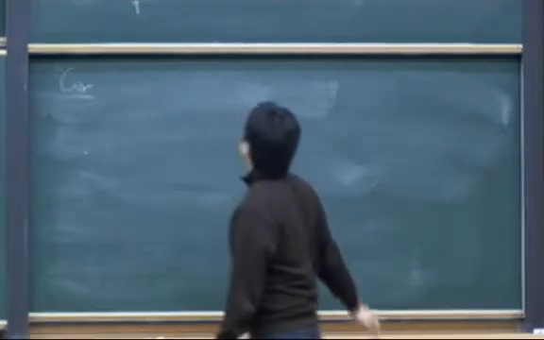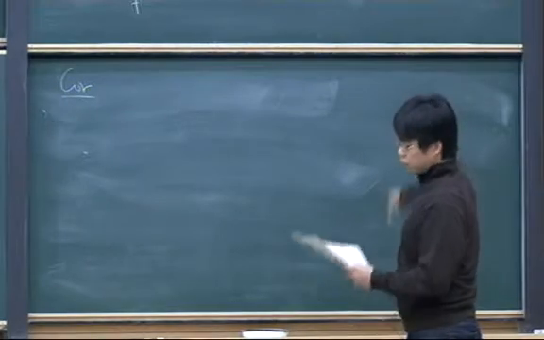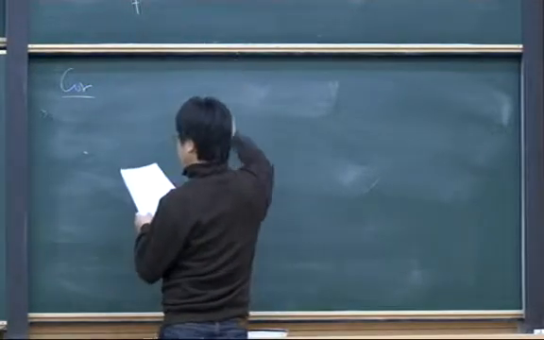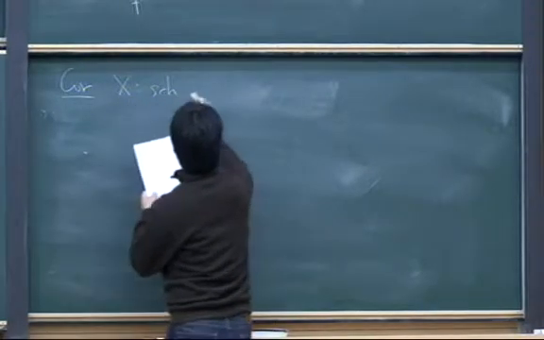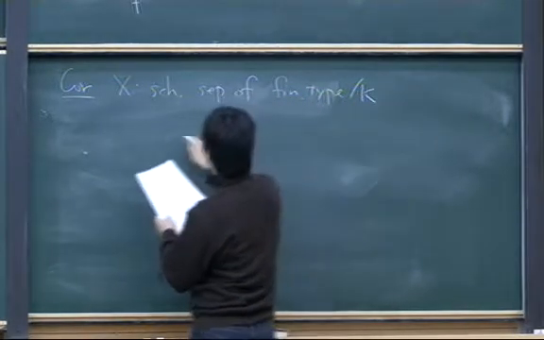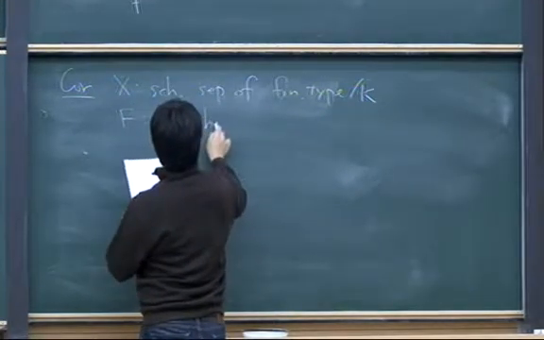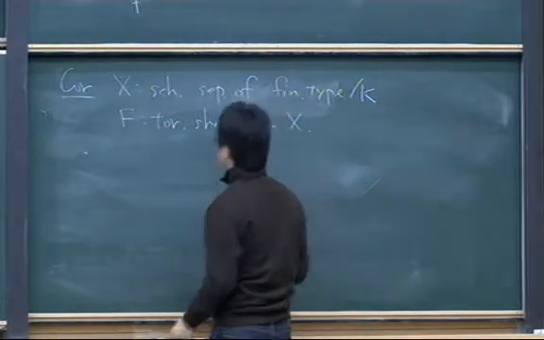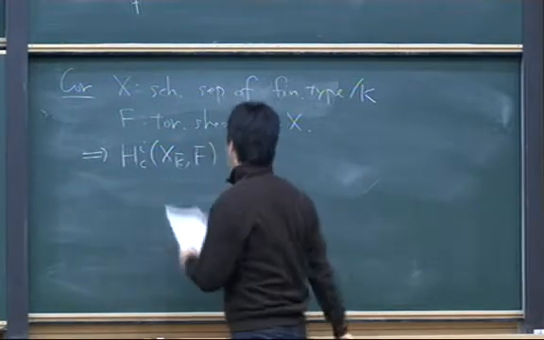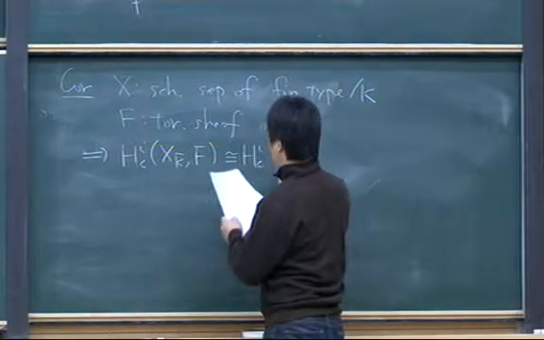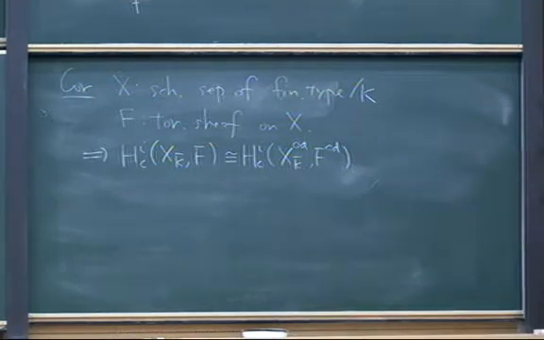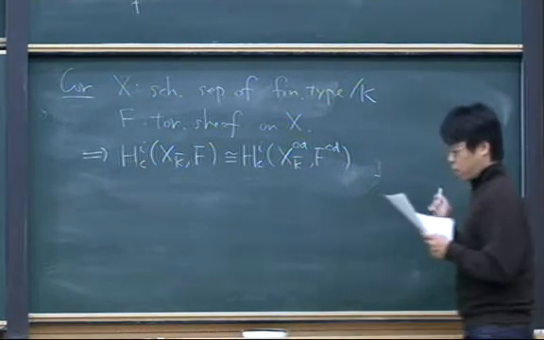So, as I explained yesterday, this type of comparison theorem implies the comparison of cohomology. If we put Y equal to Spec k, so let X be a scheme separated of finite type over k, and F be a torsion sheaf on X. Then the compactly supported cohomology of F is isomorphic to the compactly supported cohomology of its analytification. So we can compare them.